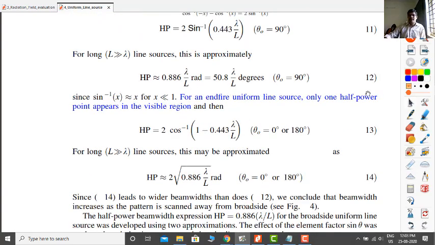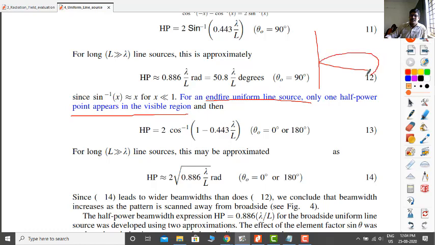And the next thing is for the end fire case. For the end fire uniform line source, only one power point appears in the visible region. In this case, it is a broadside. For the broadside, both sides of the radiation will be in the visible region. This is the radiation pattern. Both the upper part and the lower part are visible.